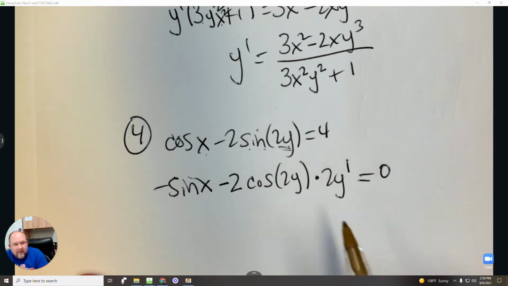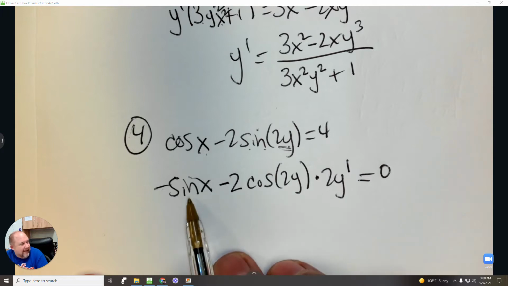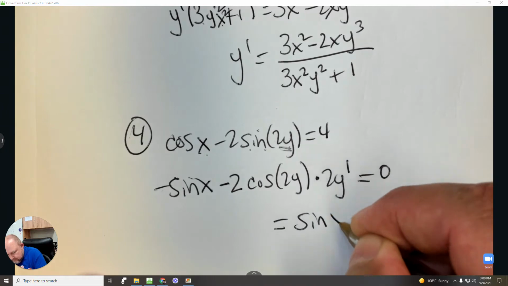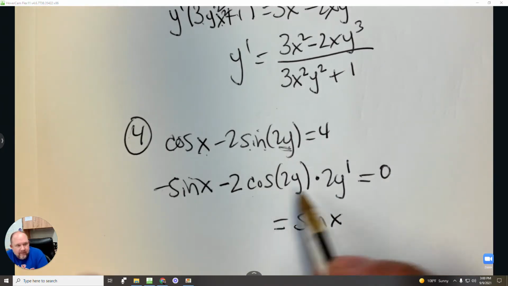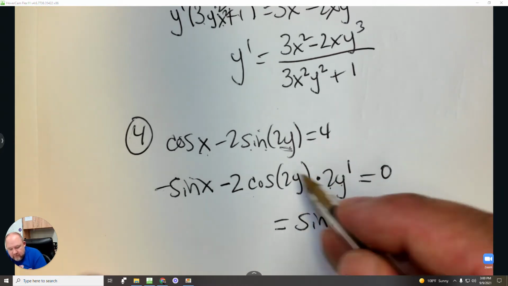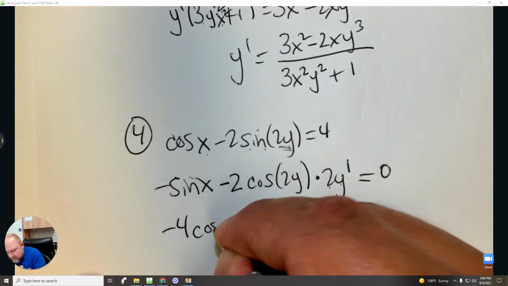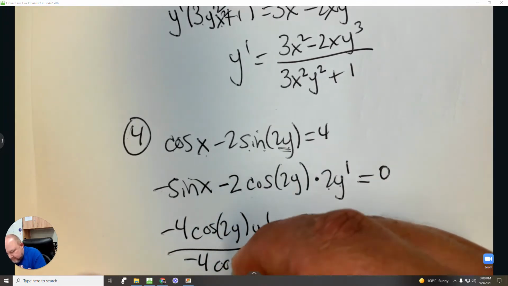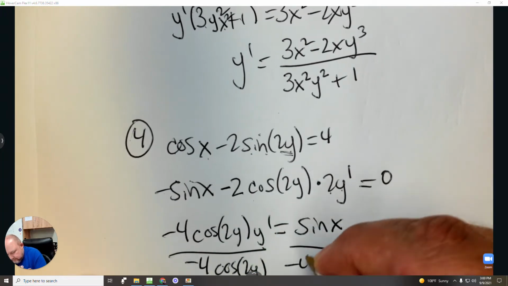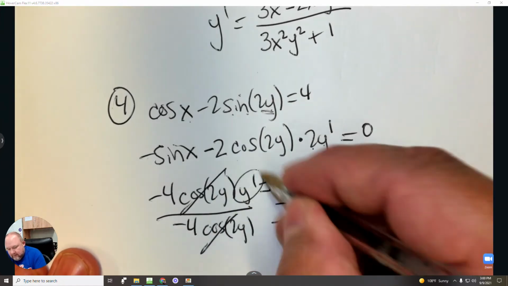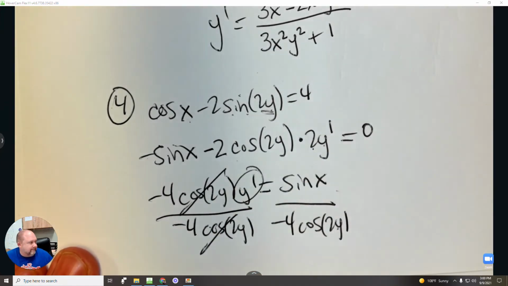Alright, now we're going to isolate y prime. So I'm going to add sine x to the other side. And here, I'm going to divide. So if I put this together, 2 times negative 2, that's negative 4 cosine 2y. So I'm going to divide by that. And there's your answer. All right, number 5.